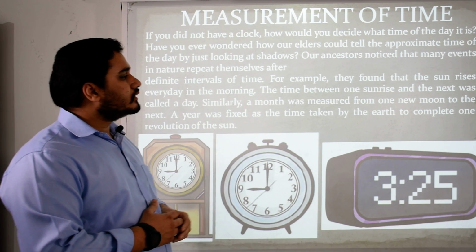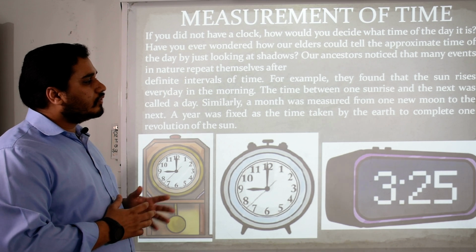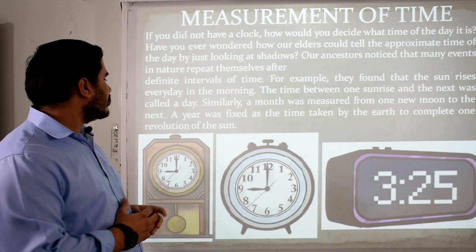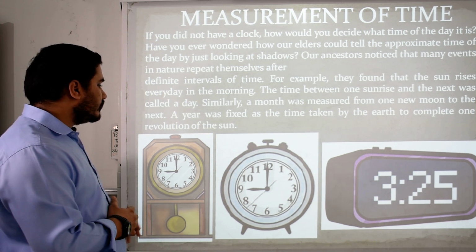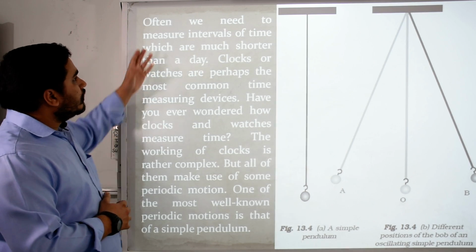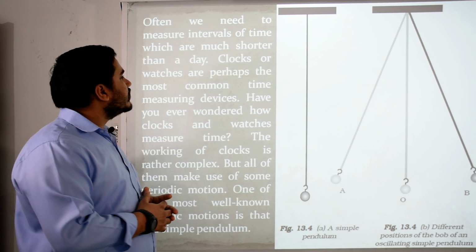The time between one sunrise and the next was called a day. Similarly, a month was measured from one new moon to the next. A year was fixed as the time taken by the earth to complete one revolution of the sun. Often we need to measure intervals of time which are much shorter than a day.